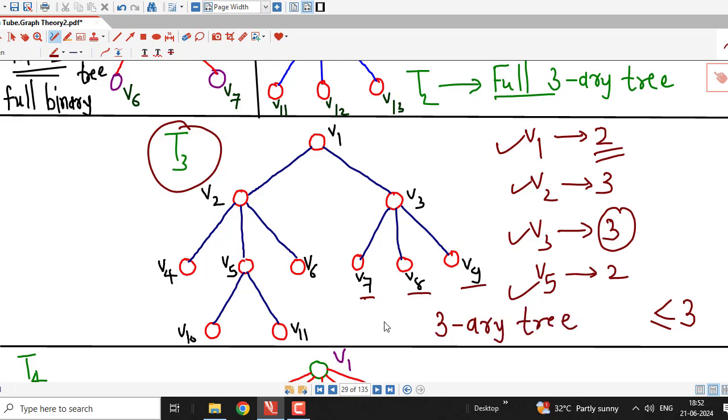But it is not a full 3-ary tree, because some internal vertices are having less than 3 children. So it is a full 3-ary tree if every internal vertex has exactly 3 children. But here all the internal vertices are not having exactly 3 children, but they are having at most 3 children. Therefore this is a 3-ary tree.